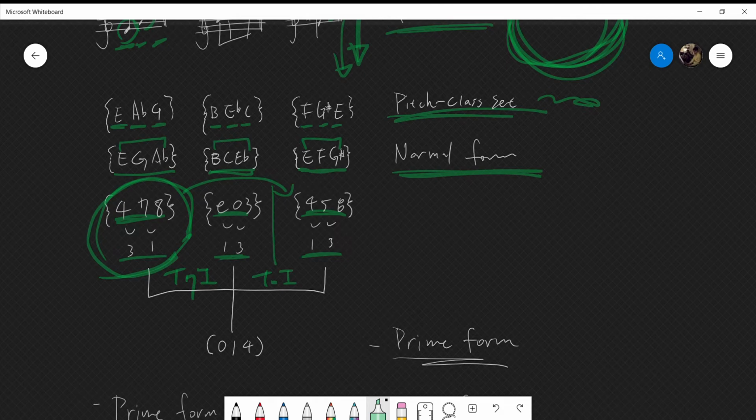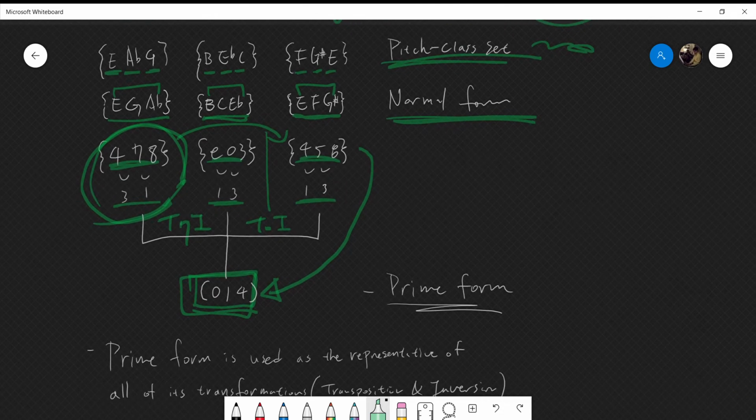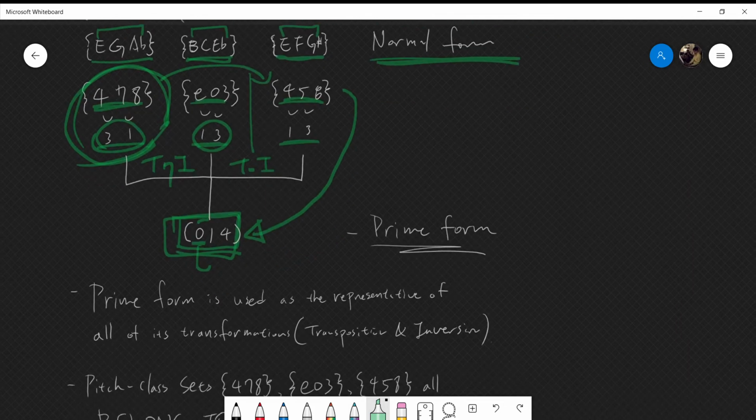So we can standardize even further from here, which is how we end up here. And this is what they call the prime form. The prime form is the most standard way to organize any trichord, and it always starts from 0 and is always most packed to the left. So if you have a choice between 1, 3 and 3, 1, always pick the one that is most packed to the left. So 0, 1, 4. Yeah, so that is the prime form.